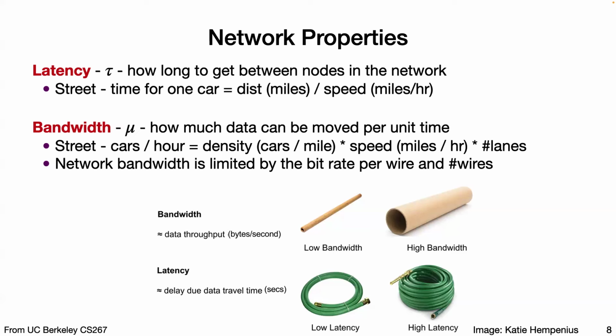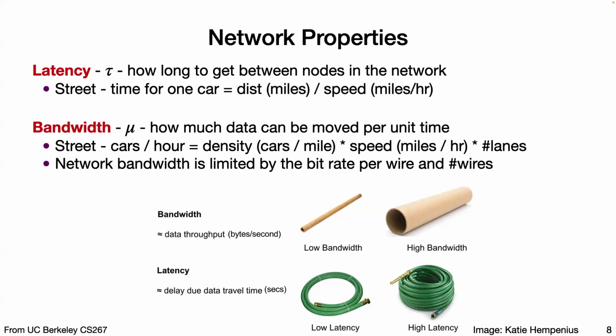From a hardware perspective, the network bandwidth is related to the bit rate per wire, which is some function of the actual wire, and the number of wires. It may not be exactly those two things times each other because parallelism is hard, but it is related to them. And this is just some illustration for the bandwidth and the latency. We use mu for bandwidth.